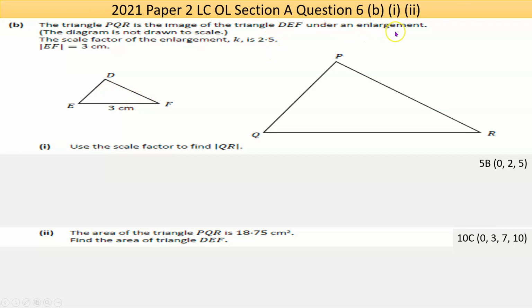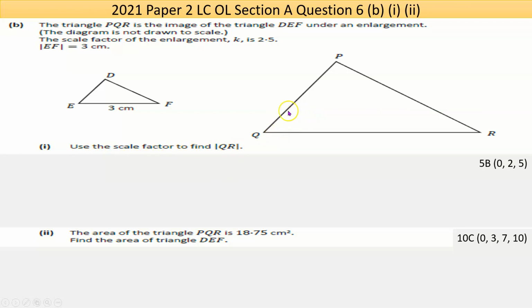And it says here, under an enlargement, the diagram is not drawn to scale. The scale factor of the enlargement, K, is 2.5. And then they tell you that EF on the smaller triangle is 3. So part 1 here says use the scale factor to find the length of QR.